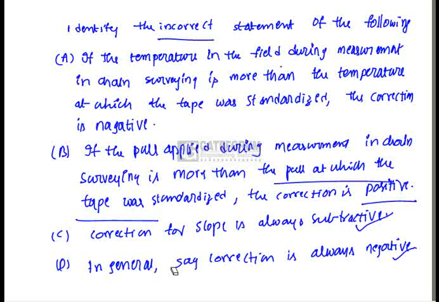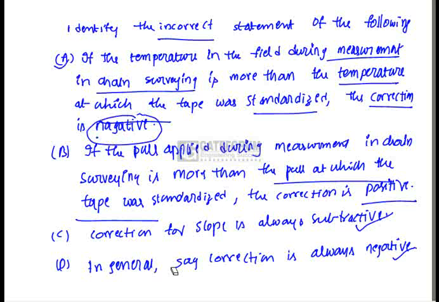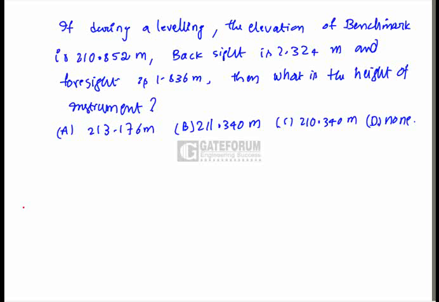If the temperature in the field during measurement in chain surveying is more than the temperature at which the tape was standardized, the correction is positive. But here it was negative. So the incorrect statement is A. Option A is correct.